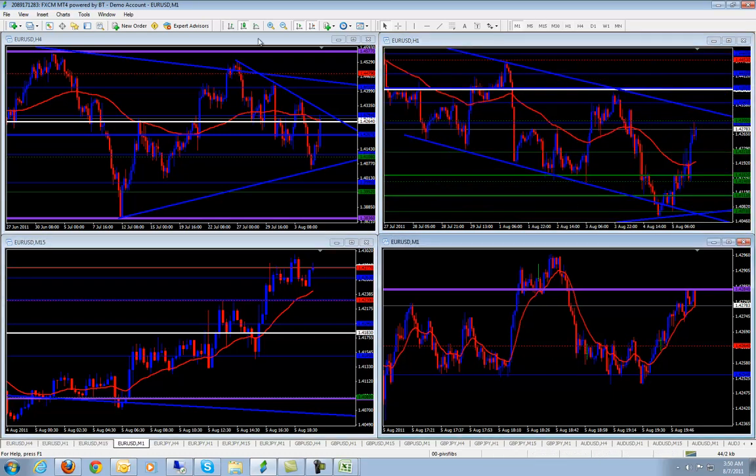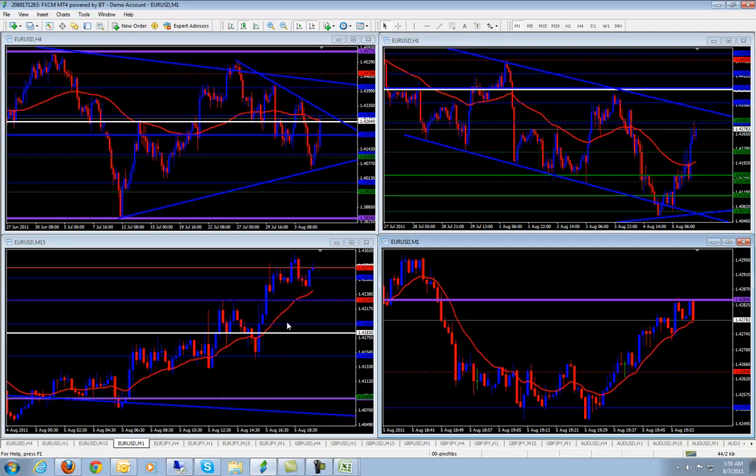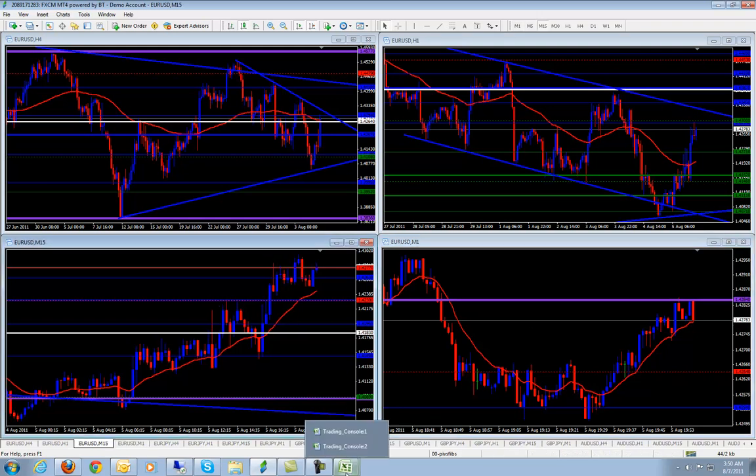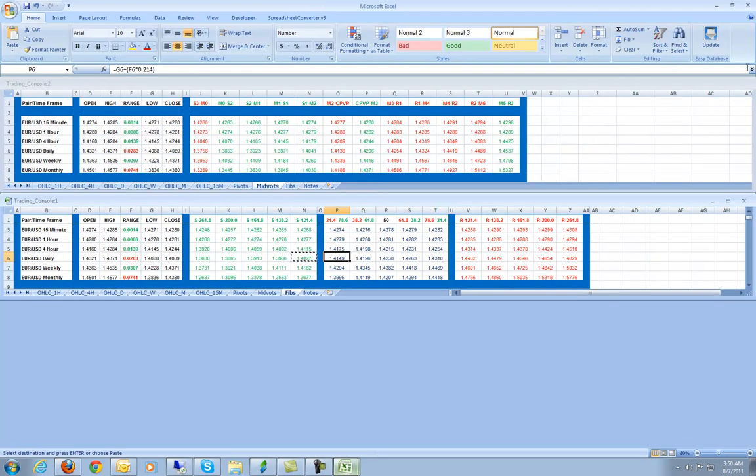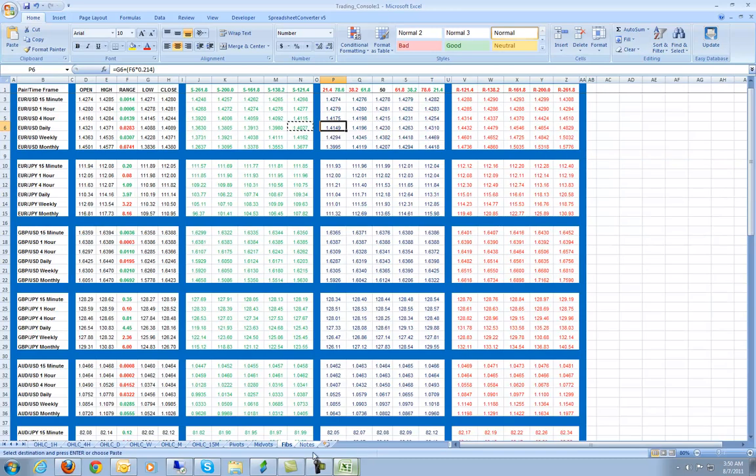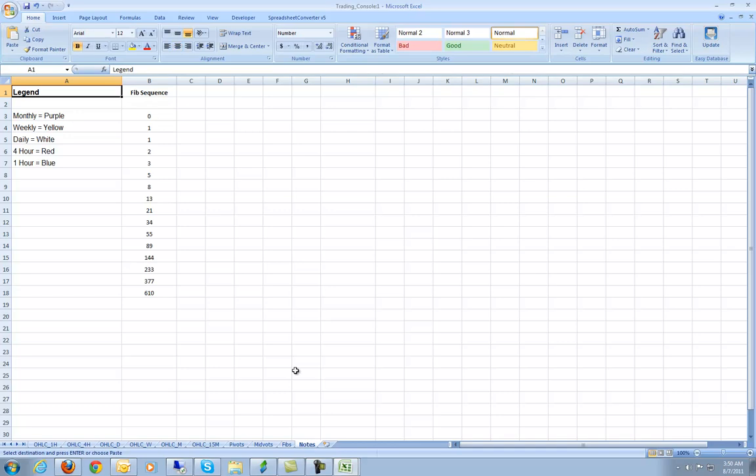A lot of people ask me about fibs and why I love fibs so much, and how do I keep track of fibs, how do I calculate fibs. I'm going to show you real quickly how I do that. If I expand this chart here, I've got it in my notes for an example. Here's fib sequences. How do you calculate fibs on a spreadsheet? Very, very easy. Do this.